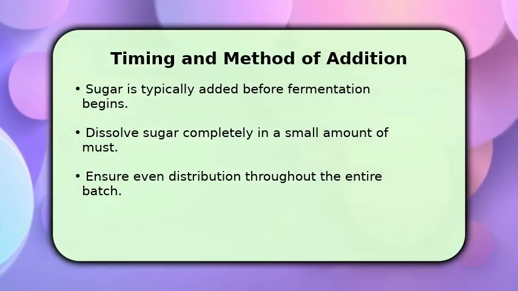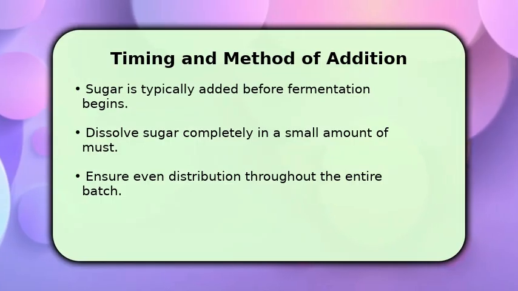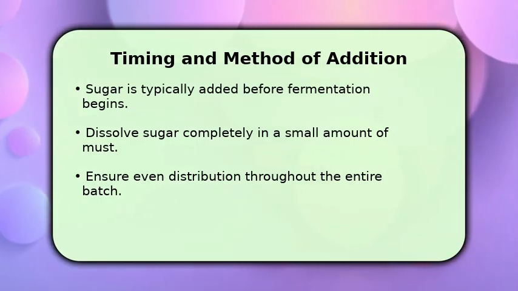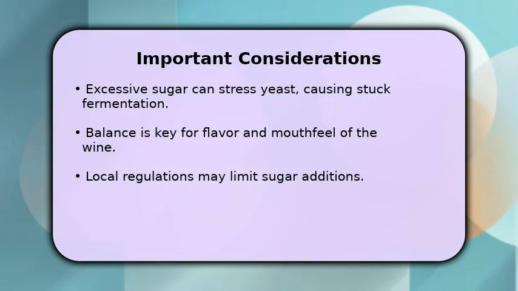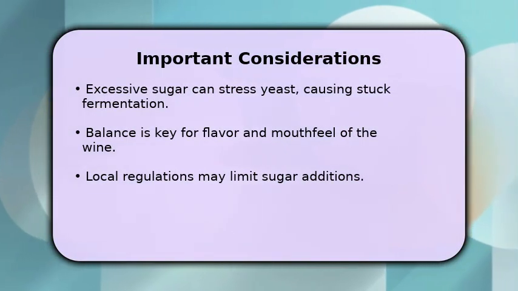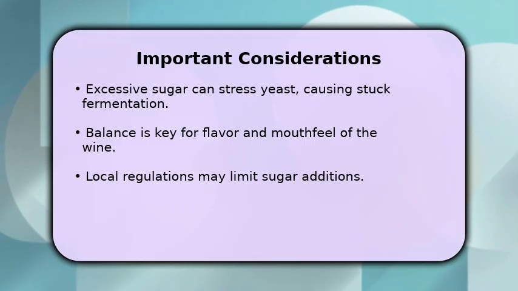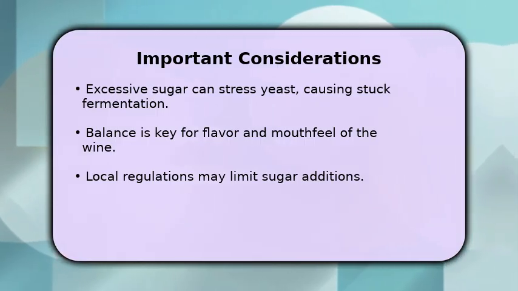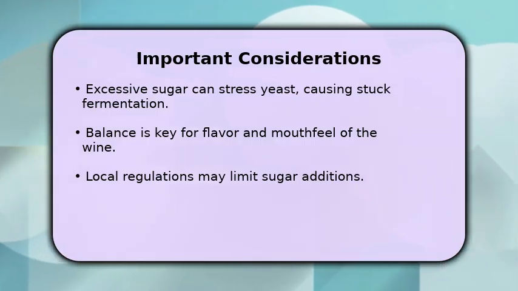Then, gently incorporate this syrup into the main batch, stirring well to ensure it's evenly distributed. This prevents localized high sugar concentrations and promotes a consistent fermentation. While adding sugar can increase alcohol, it's important not to overdo it. Too much sugar can overwhelm the yeast, leading to a stuck fermentation where the yeast stops converting sugar prematurely.